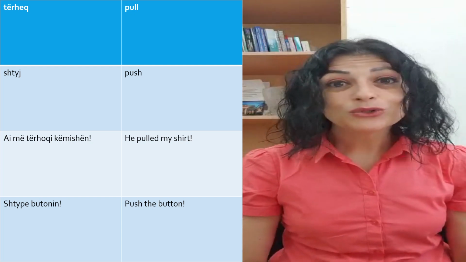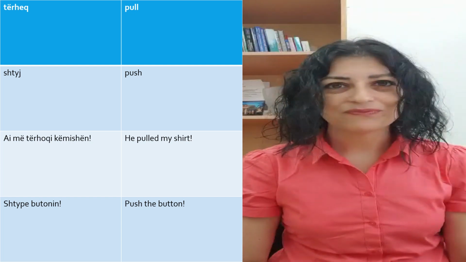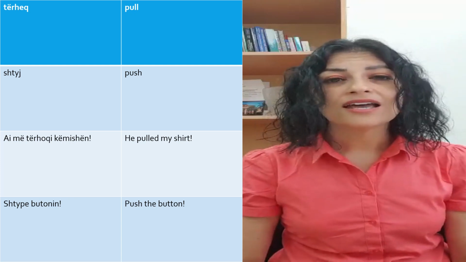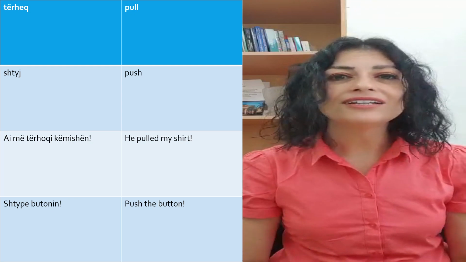Alright, so these were the 30 opposite verbs in the Albanian language. Well, actually, we learned more than that. We learned 60 very useful verbs to use in the Albanian language. So let me know your thoughts in the comments, and if you have any doubts, contact me. Let's do a revision first. Let's see the verbs that we learned from the beginning.